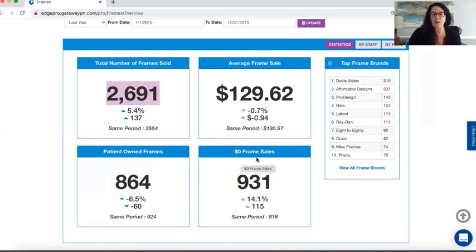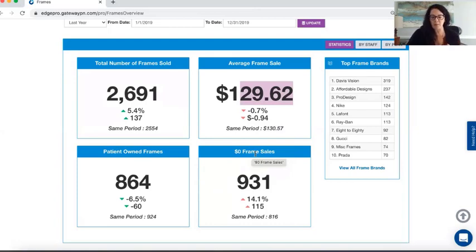Well, this should be a big one. Our $0 frame sales, we increased by 115. So if we take that 931 and we multiply that by 129.62, that equates to $120,000. So that's a lot of money that is a missed opportunity as it relates to those $0 frame sales. So where does that lie?